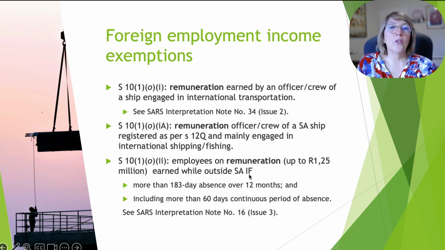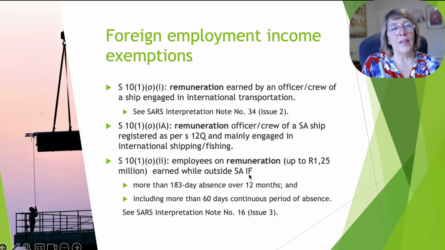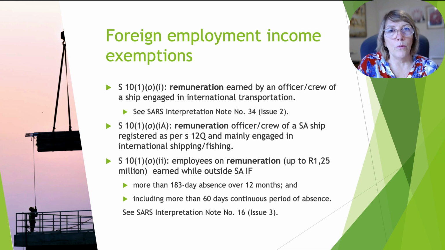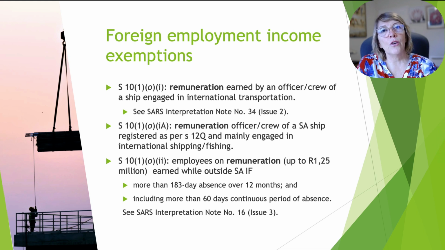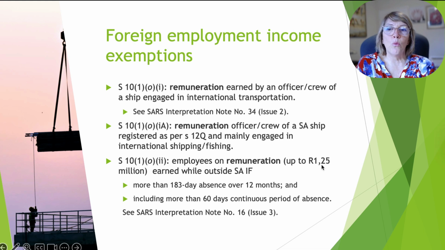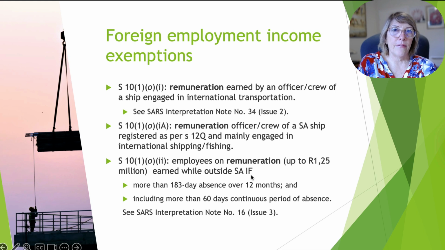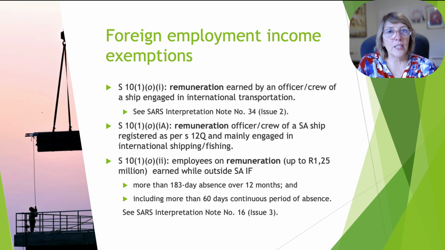Section 10(1)(o)(ii) is a more general exemption. It doesn't matter what kind of remuneration you earn, but it has very strict timelines that apply. So it's remuneration up to 1.25 million rand, earned while outside South Africa, if you are outside South Africa for more than 183 days over a 12-month period, which cuts into your current year of assessment, and that must include more than a 60-day continuous period of absence. So there are very specific timelines there.